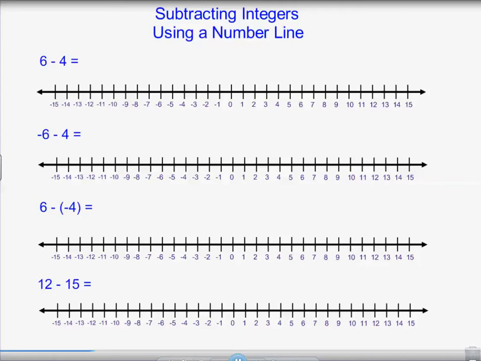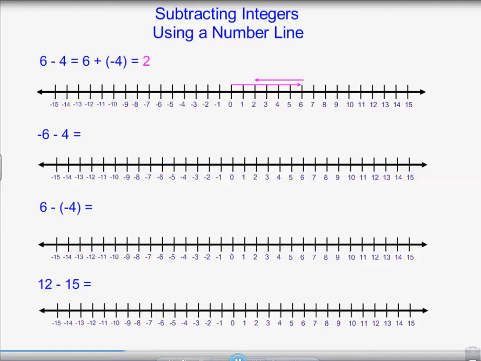Let's look at a technique using a number line. If I want to model 6 minus 4 on the number line, the first thing I will do is change it to adding the opposite. So 6 plus negative 4 can be modeled on the number line by starting at 0 and going right 6 spaces. And then if I want to add negative 4, I'm going to start at 6 and add negative 4 by going left 4 spaces from 6. That leaves me now pointing to positive 2, so 6 plus negative 4 is positive 2.